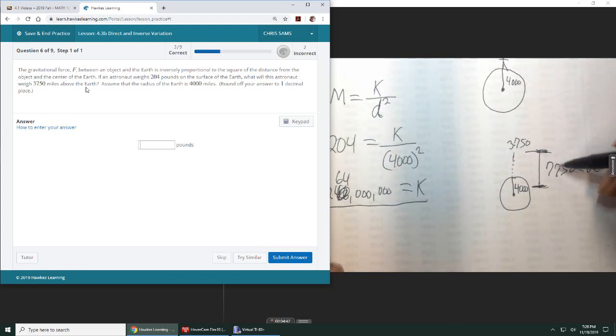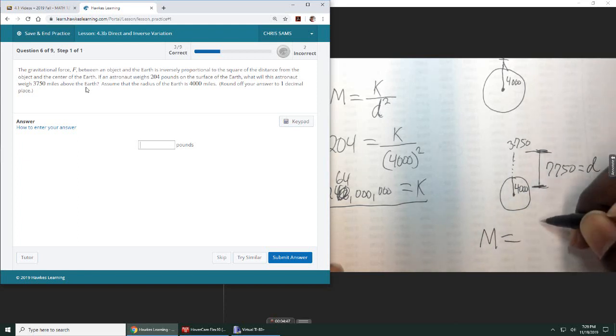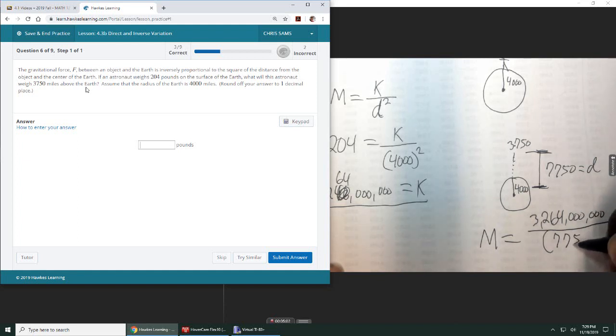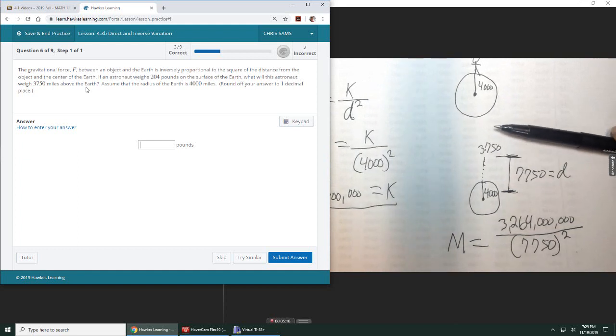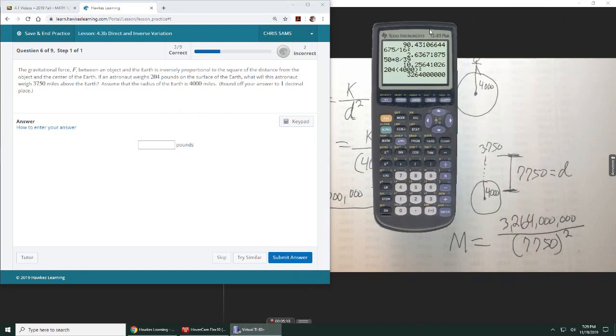You still have to square this big number. So right now we have his mass, which is what we're looking for, is equal to the K value, which is 3,264,000,000. That's on the top, divided by the 7,750 miles squared. This is going to give us how much he weighs when he is this far above the Earth's surface. And I'm just going to number crunch this. The calculator is going to do this for me because these numbers are much, much too big to do by hand.